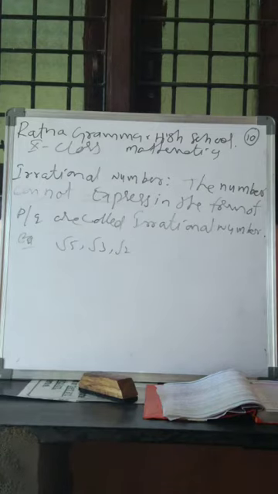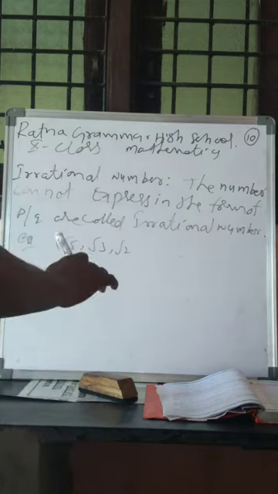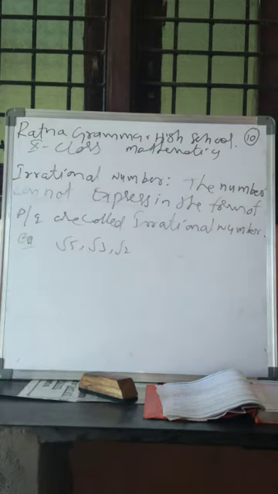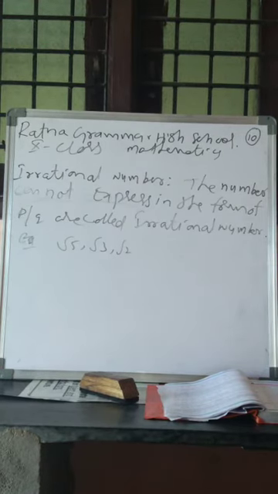So dear students, today's class is 10th class mathematics. What is today's topic? Irrational numbers. What is it? The numbers that cannot be expressed in the form p by q are called irrational numbers.